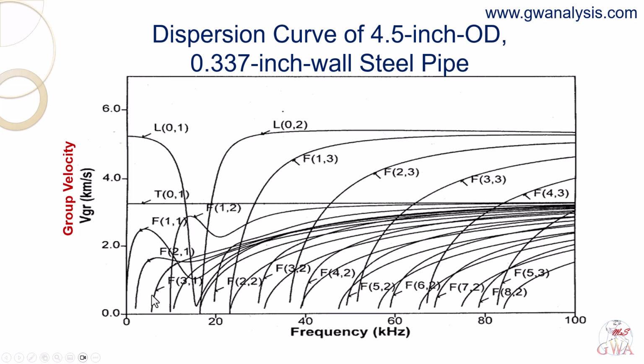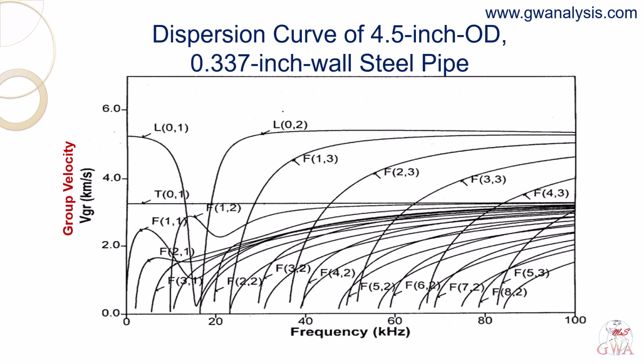There are so many wave modes: L01, L02, T01, F11, F12, F53, etc. And some of them are not plotted here. Those would be T02, L03, F22, F101, etc. There are thousands of wave modes in this narrow frequency range, and their propagating velocities are different depending on the frequency and the wave mode.